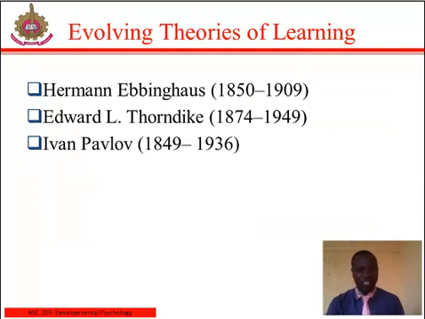Let's see evolving theories of learning. There are so many psychologists that have theorized on theories of learning. Some of them mentioned here are Edward Thorndike from 1874 to 1949, and Ivan Pavlov from 1849 to 1936, whose research on classical conditioning was begun in 1899 but first published in English in 1927.